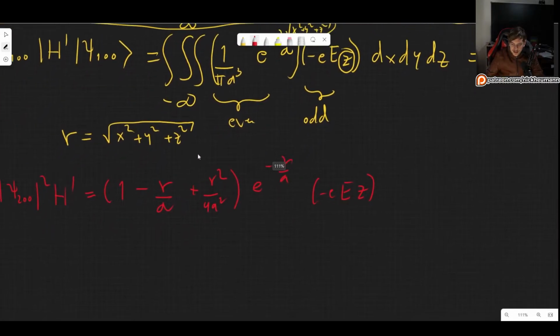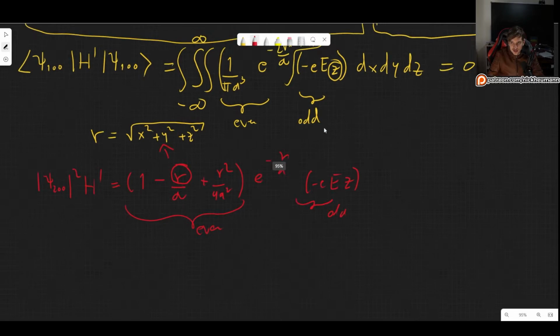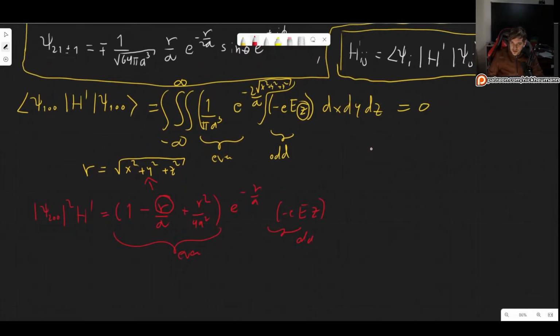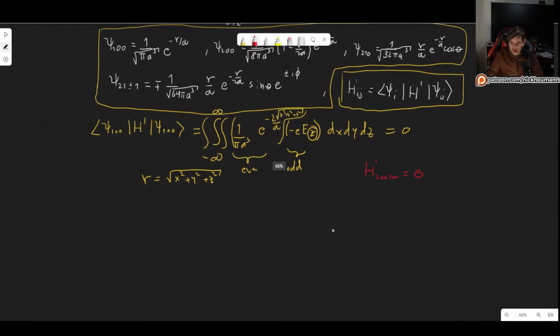Either way, take a look at this. r is even, right? We can see it right there. It is even, it is the square root of x squared plus y squared plus z squared. r squared is also even. This part is also even. So we have all of this, which is even, and this, which is odd. So that means that if we take the integral, then we get that H prime of 2, 0, 0, 2, 0, 0, is 0. Okay, so that is important to note. And you can see that we're going to get a lot of zeros here. And that is why, again, in the other video, I was mentioning that we can often assume that that part is 0.